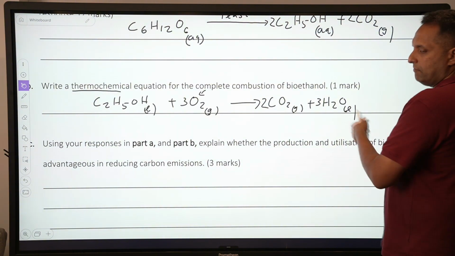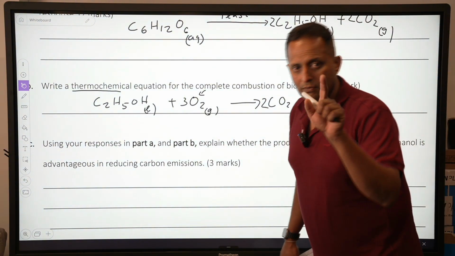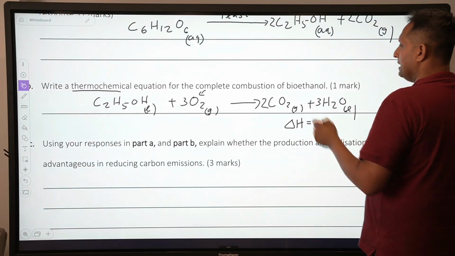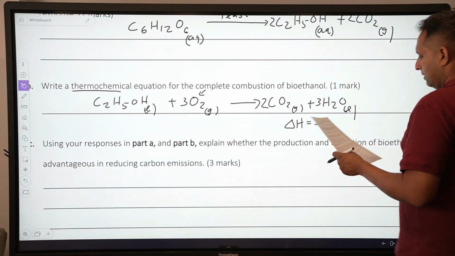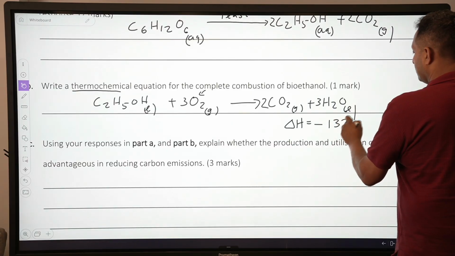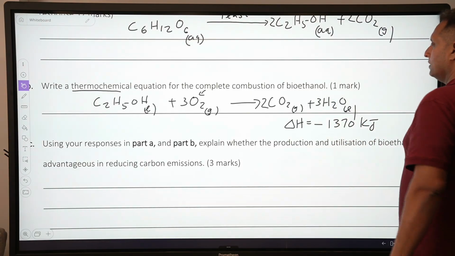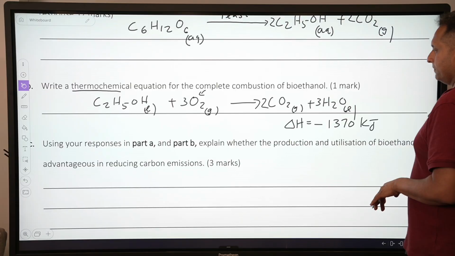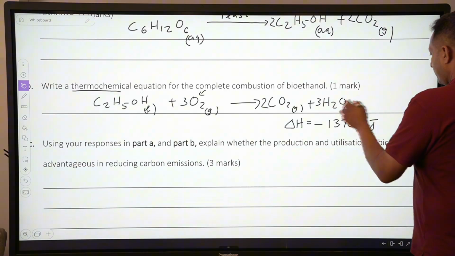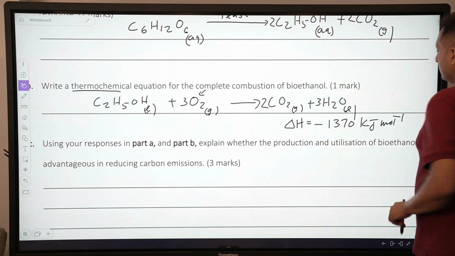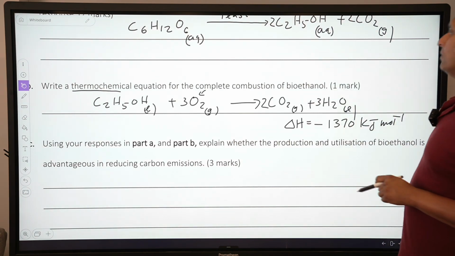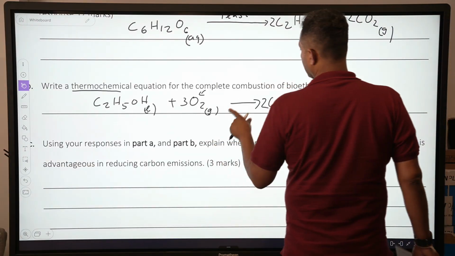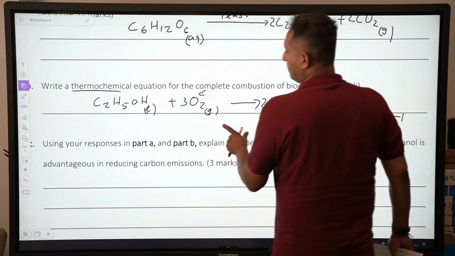Now it's missing the delta H value, so make sure you put it in. The delta H value is negative because it's an exothermic reaction. The value is minus 1367 kilojoules. You can even write kilojoules per mole, that's totally fine, both are fine, because we have written it for 1 mole. Is that clear to you? These 2 questions are done and they are pretty straightforward.